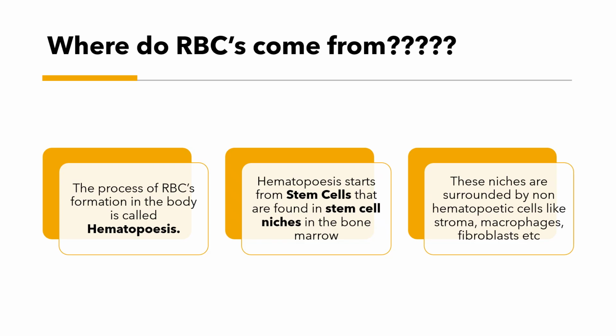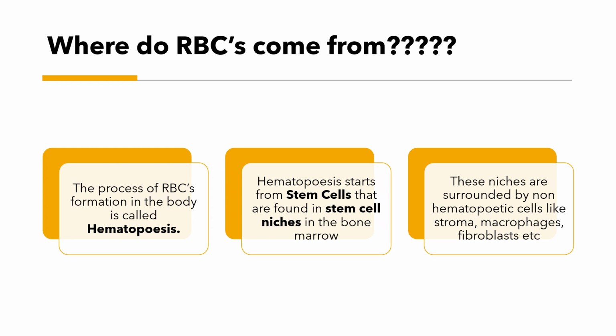So where do these RBCs come from? The RBCs originate from the stem cells that are present in the bone marrow, and the process of formation of RBCs is called hematopoiesis. So these stem cells, they are present in niches in the bone marrow. And what is a niche? It is nothing but a collection of cells.